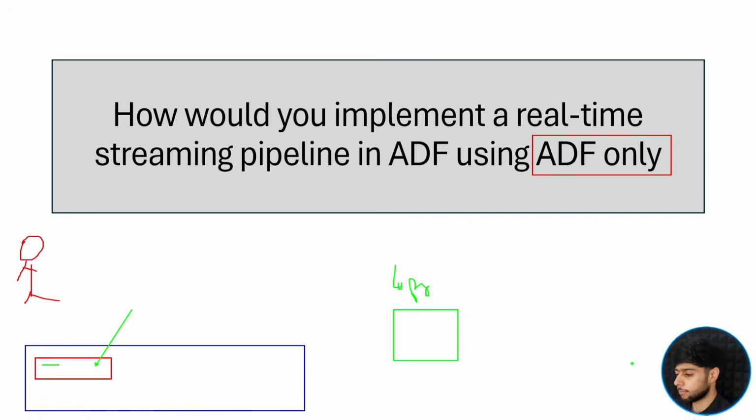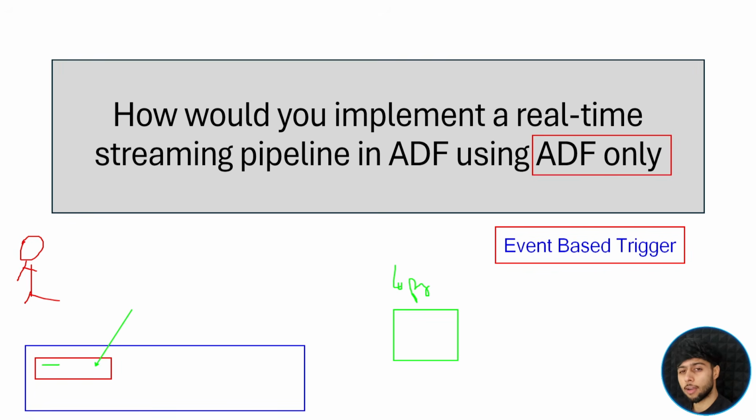So for that, you have to use something called an event based trigger, or it is also known as an event grid, events trigger. So basically the event based trigger, what it will do, you will create your pipeline.